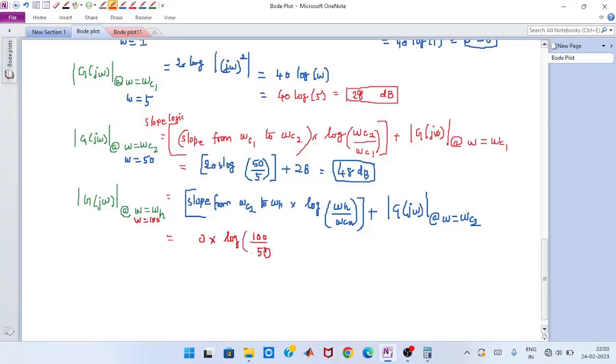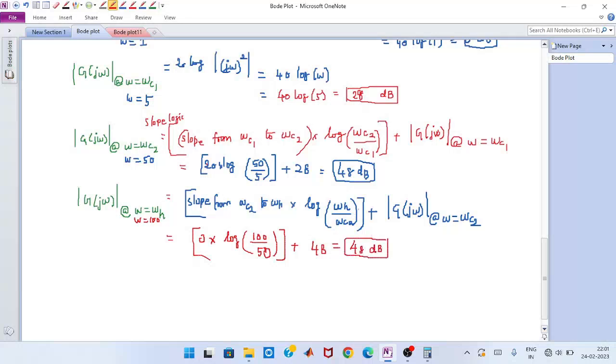Omega c2 is 50. That value is added with the previous one. What is the previous one? 40 dB. Here, there is no need of a calculator because 0 into anything is 0. So 0 plus 48, still the answer is 48 dB. So this is the magnitude calculation.